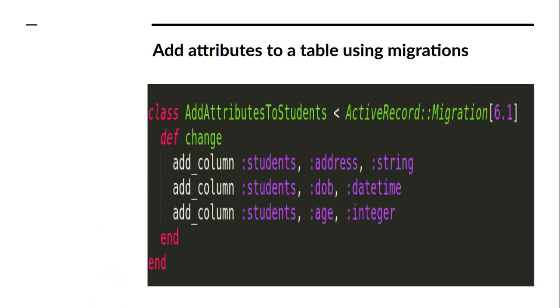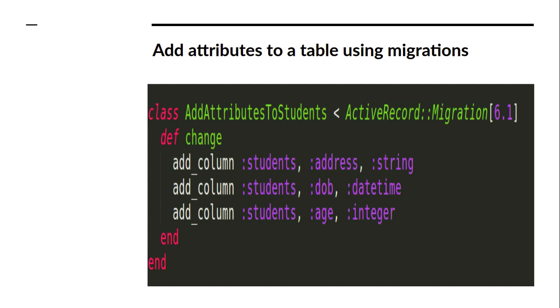Now the first thing that we will cover is adding attributes to a table using migration. As you can see in the screenshot on the screen, in the def change method I have add_column, using the add_column helper. And then I have three other attributes: students, address, and string. So first we will understand the syntax for adding attributes.